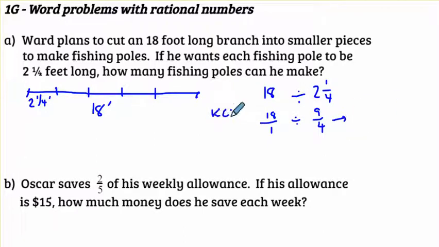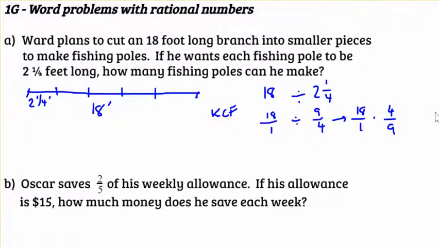we've got keep, change, flip going on. Remember, when we divide fractions, we keep the first number, we change the division to multiplication, and then we flip that last number. And so it winds up that we have a problem that we can at least cross simplify a little bit here. And once you do that, you will get your answer.